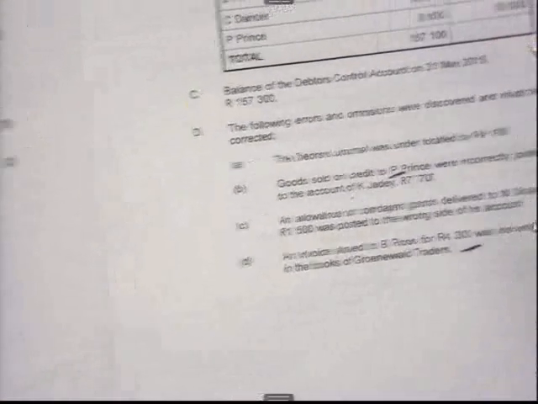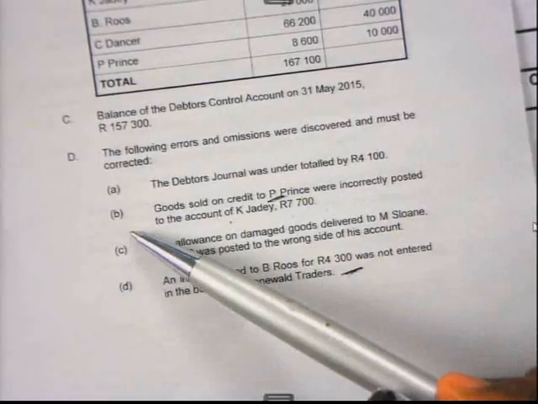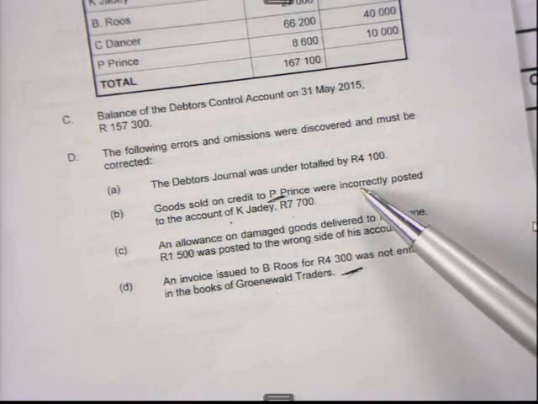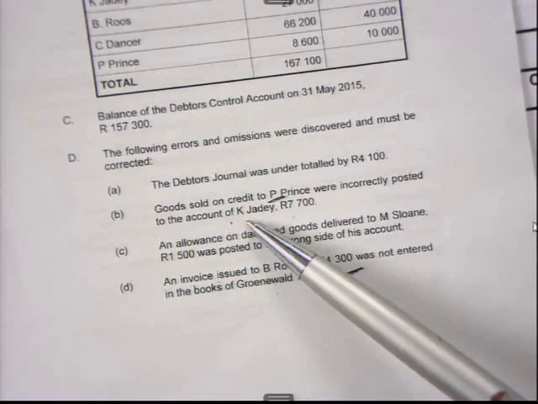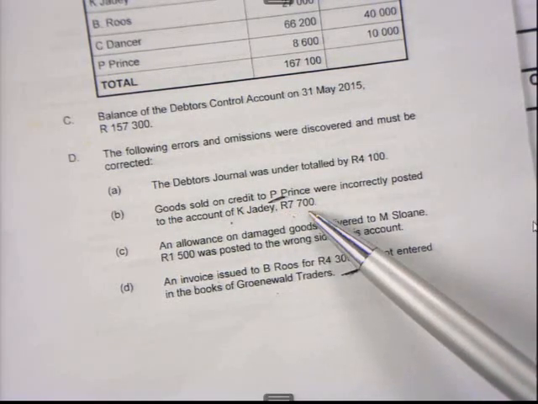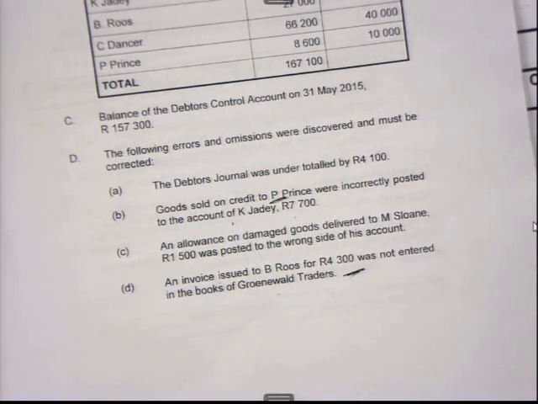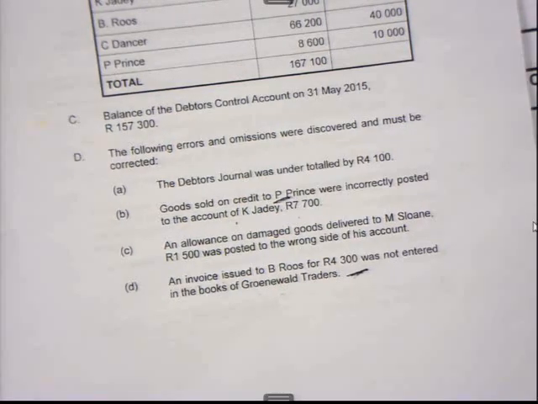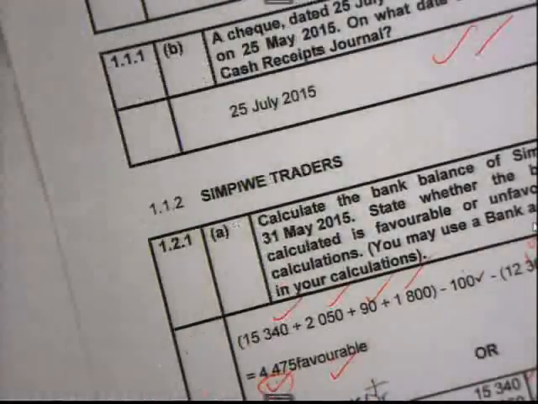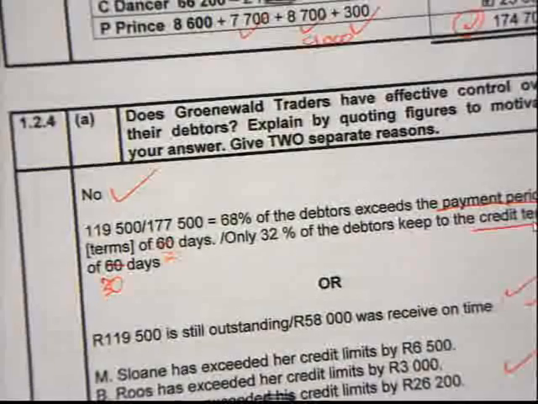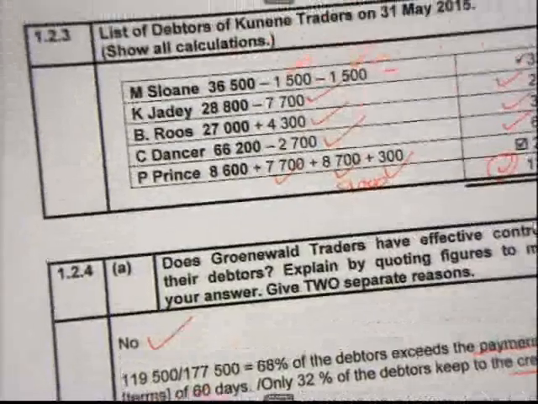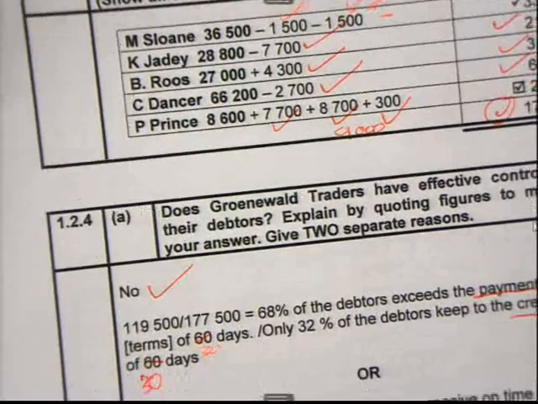Next information, B, goods sold on credit to P Prince were incorrectly posted to the account of KJD, 7,700. Where is this error? It's not in the debtors control account, but it's in the debtors ledger. So let's go to the debtors ledger, because in the debtors ledger it's where you get the personal accounts of each debtor.